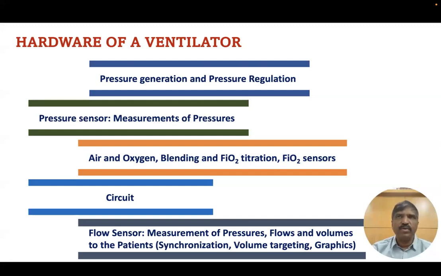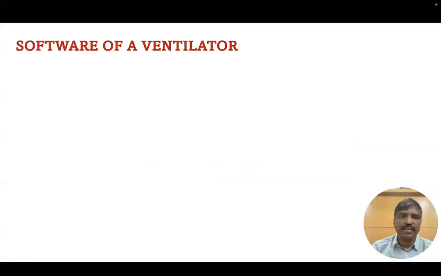So the hardware includes flow of gas and a valve assembly, a pressure sensor, compressed air, compressed oxygen, blender, FiO2 monitors or FiO2 sensors, a closed circuit, and flow sensors for measuring pressures, volumes, and flows. So this makes up the hardware of a ventilator.